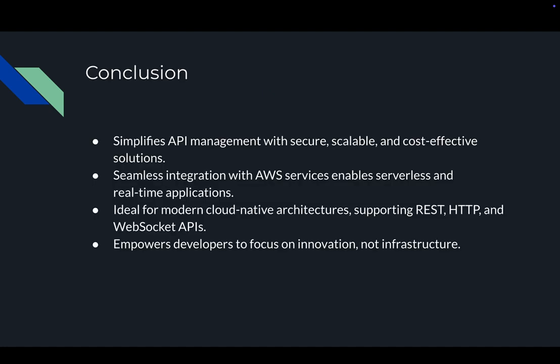So in conclusion, Amazon API Gateway is a powerful and flexible service that simplifies API management, making it ideal for building secure, scalable, and cost-effective applications. With its seamless integration with AWS services and security features, it supports multiple API types, like I said: REST, HTTP, and WebSockets. It enables developers to focus on innovation without having to worry about the infrastructure, which I think is amazing. Whether for real-time applications, serverless architectures, or even backend integration, API Gateway is a trusted tool for modern cloud-native solutions.